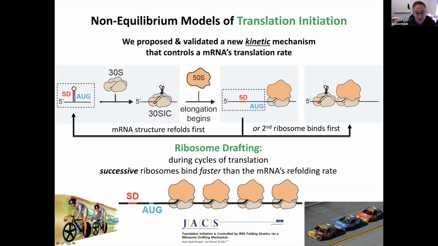And we call it drafting, just like a Peloton bicycle drafting, or NASCAR drafting. It's the same idea that if you have a multi-unit effect, you can save some work. And so the ribosomes here are absolutely saving themselves some work by binding successively to the messenger RNA faster than the messenger RNA's refolding rate.